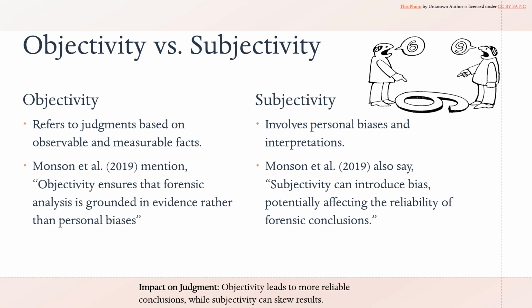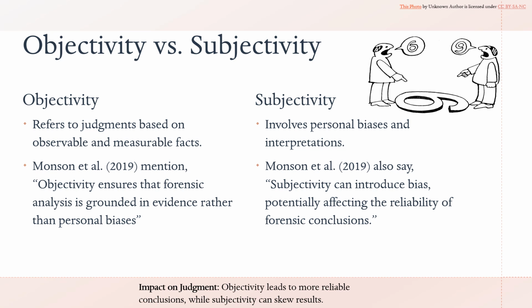What does that look like? What does that mean? What is one versus the other? Your objectivity refers to judgments based on observable, measurable facts, something you can see and actually measure. In one of our required articles, Monson and his associates from 2019 mentioned that objectivity ensures that forensic analysis is grounded in evidence rather than personal biases. So you don't have to worry about someone's opinion or judgment being in play. It's the facts and only the facts. And there's really nothing to argue with, because it's straight evidence and factual information.